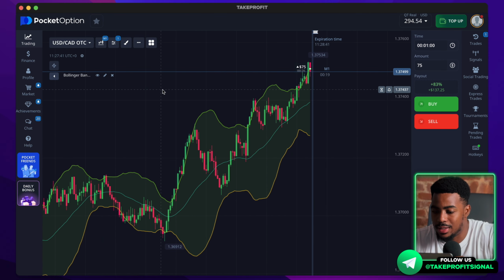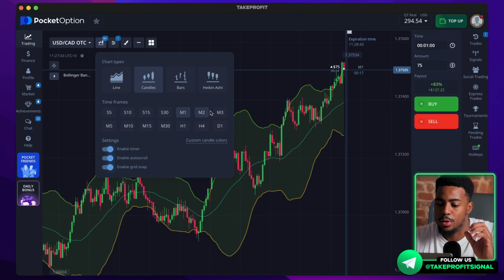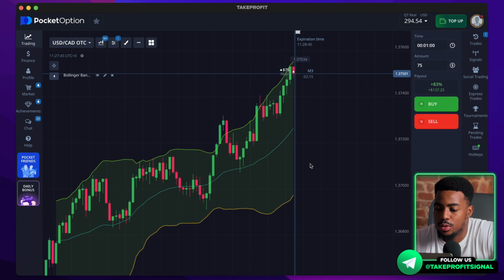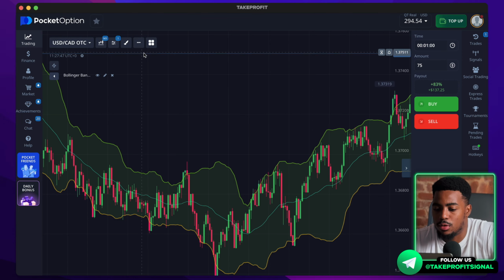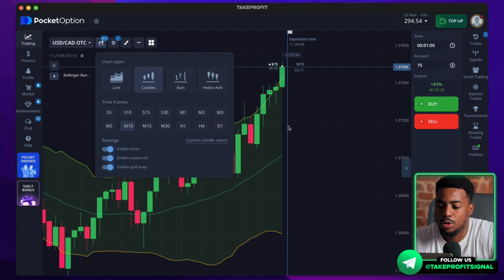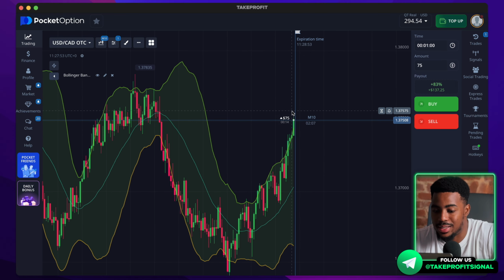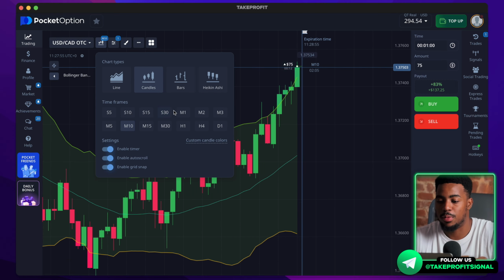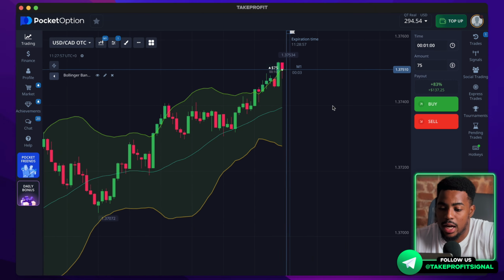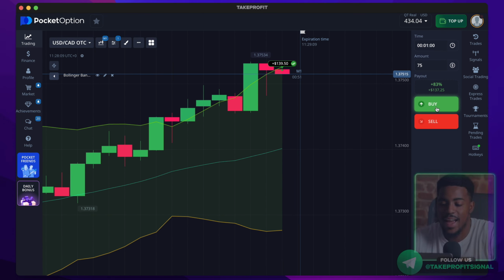And as a third step, we switch to a higher time frame to see if there are horizontal levels that might interfere with our trade. In this case, I don't see any at all, so we simply open a trade for an upward movement and enjoy the trading action. Excellent.